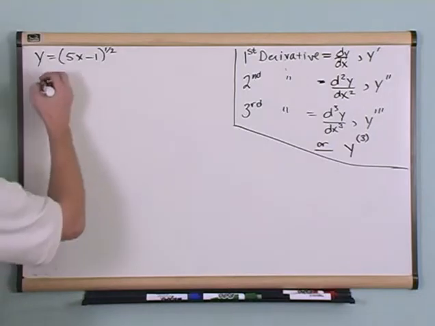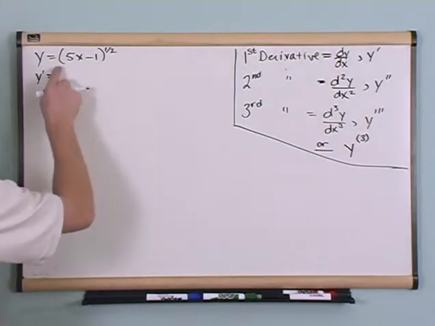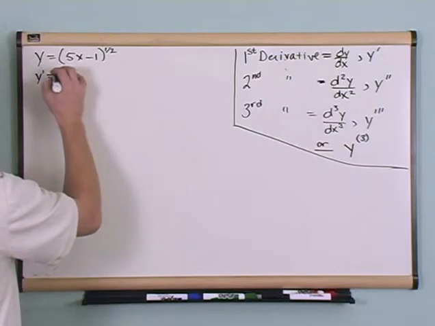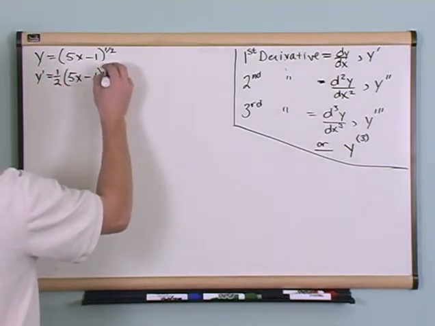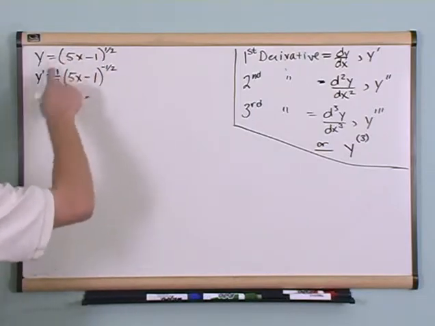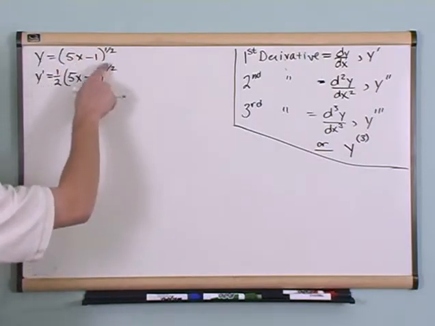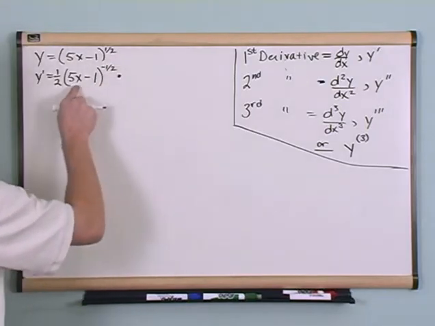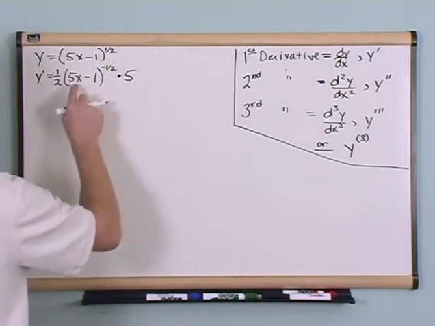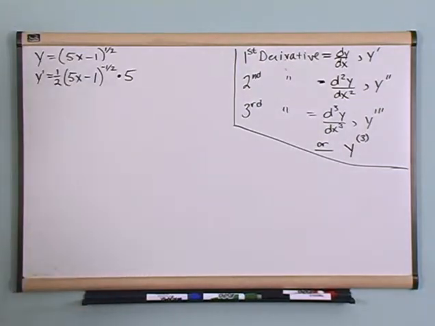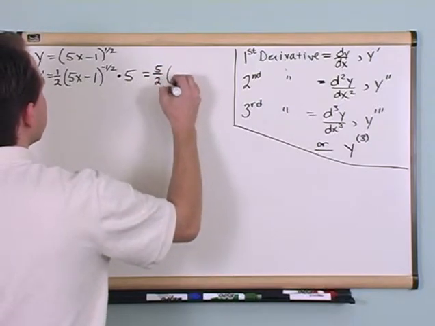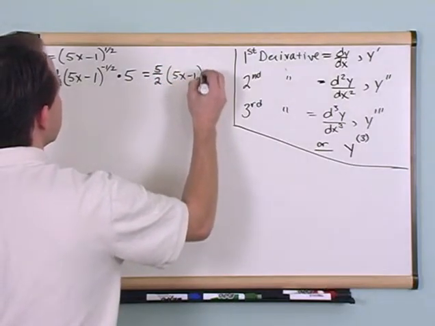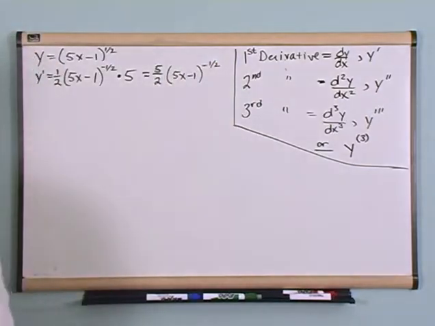Okay? Well, let's find the first derivative first. We've done problems like this before. We're going to use the chain rule. This is going to be 1/2, inside stays the same, to the negative 1/2, because I'm basically doing it like a polynomial. But you're not done. You have to multiply by the derivative of the inside, which is just 5. The derivative of 5x minus 1 is 5. So to simplify this, you're going to have 5 halves times (5x minus 1) to the negative 1/2. Okay? So that is the first derivative.